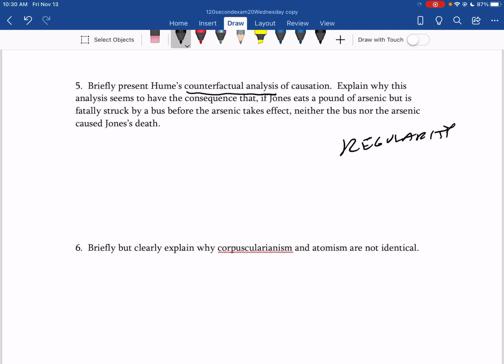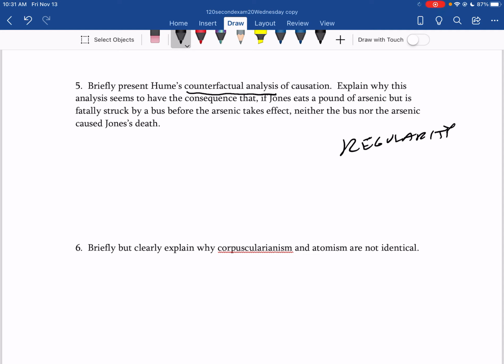Why does this have some surprising consequences? Well, if Jones eats a pound of arsenic but is fatally struck by a bus, then had he not eaten the arsenic, he still would have died. Had he not been hit by the bus, he still would have died. So initially it looks like neither the arsenic nor the bus killed him. That's weird because it looks like he died and that death was caused.